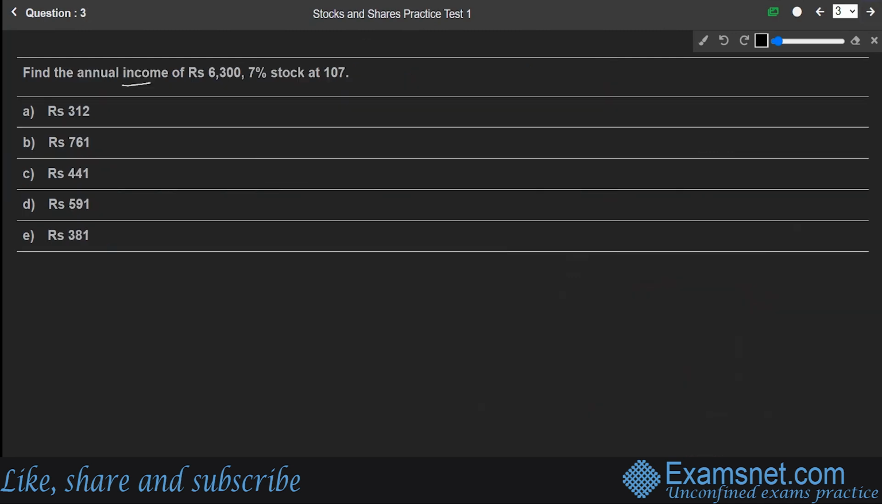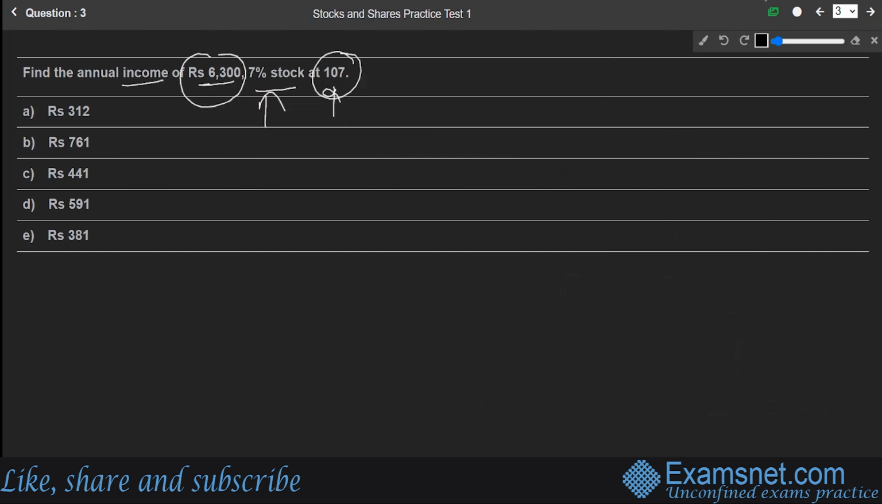Now, find the annual income of rupees 6,300, 7% stock at 107. Okay, so that's what is given. See, the annual income. So the total investment was 6,300. Now he wants to find out how much income this 6,300 investment retrieved. The share was available at 7% stock. That means 7% more, and the value was 107.